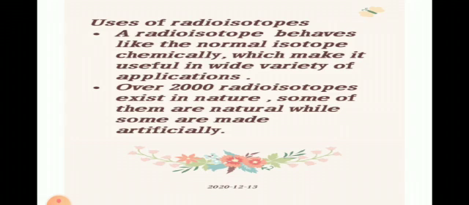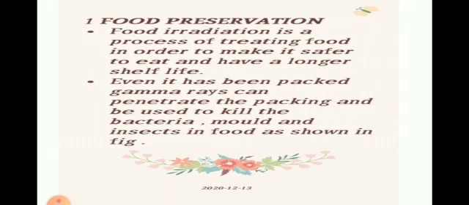So there are many uses of radioisotopes. A radioactive isotope behaves in just the same way as the normal isotope chemically, which makes it useful in a wide variety of applications. Over 2000 radioisotopes either exist in nature or have been made artificially by bombarding stable isotopes in particle accelerators. Now, a few of the uses of radioisotopes are discussed one by one.